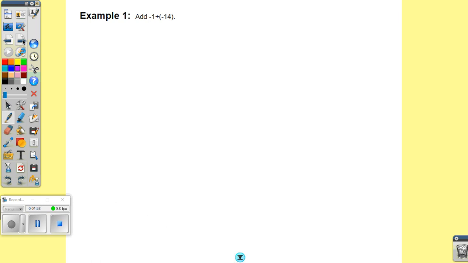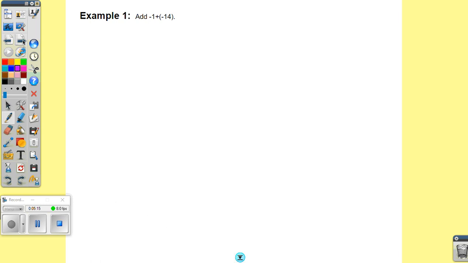As I'm reading the problem to you. So in example 1, we have -1 plus -14. Both of those numbers are negative. So that means that the popsicle sticks that we pull out of our bags are all going to be negative. And so I want you to do the same. Follow along, as I said, as I'm drawing.